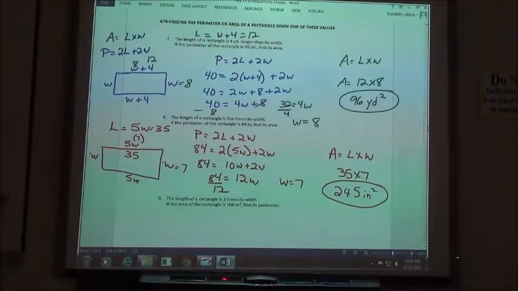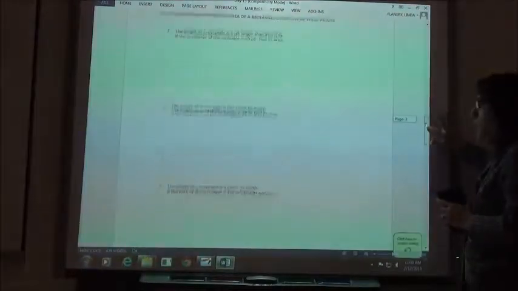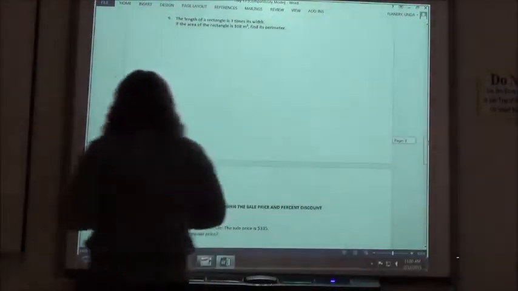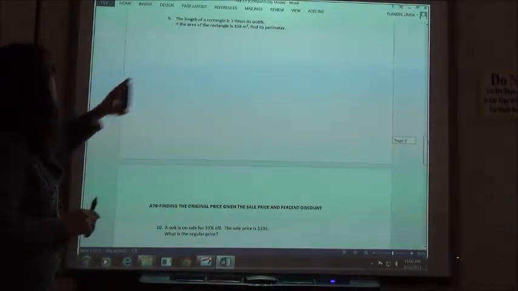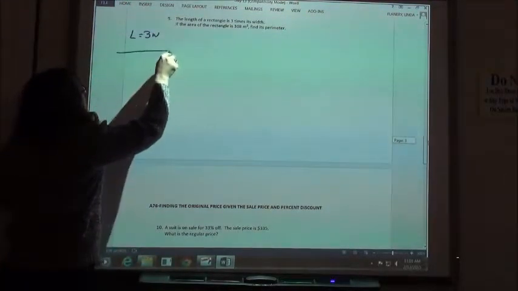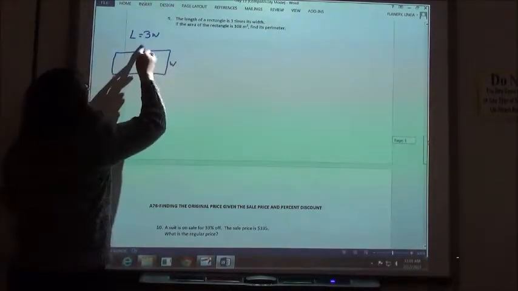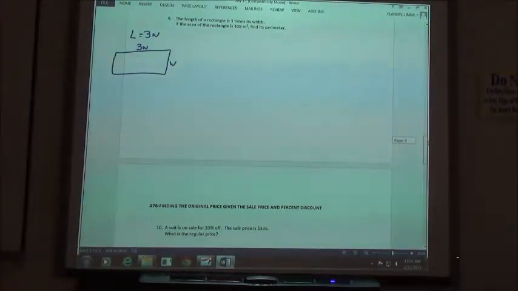Number 9 is just a little bit different, still using these same formulas, but this one's going to start with area first instead of perimeter first. Going to start the same way. The length of my rectangle is 3 times my width. So my length is equal to 3W. If I draw my rectangle, my width is W, my length is 3W. The area is 108 meters squared.